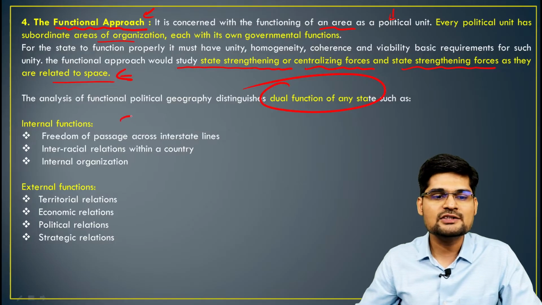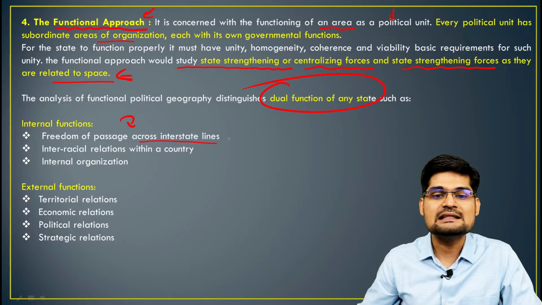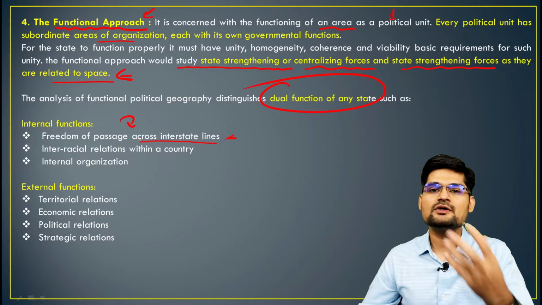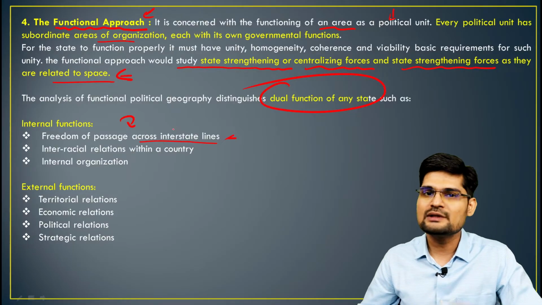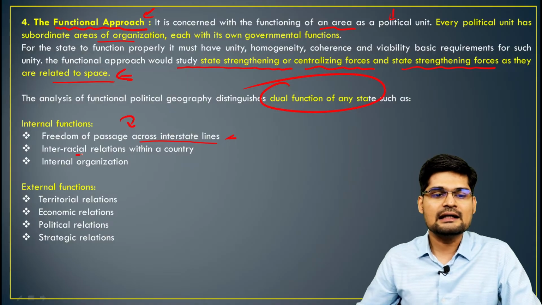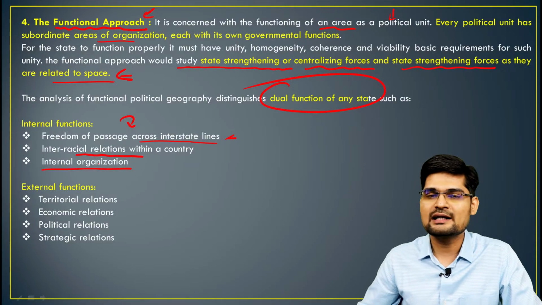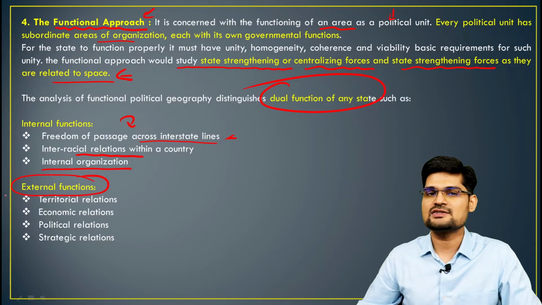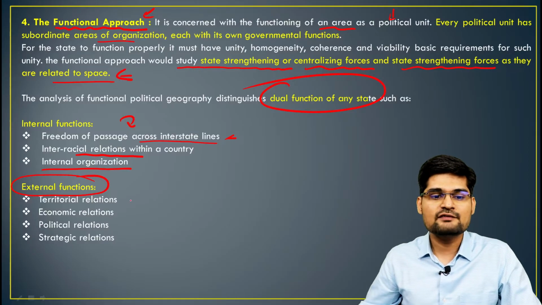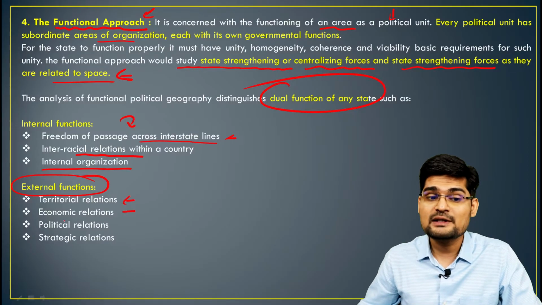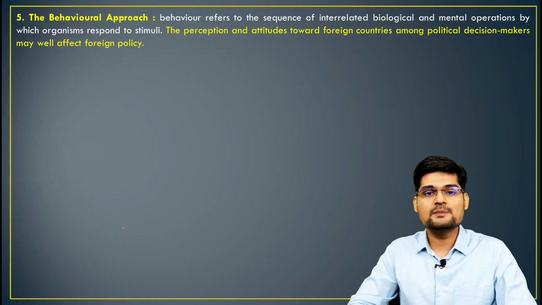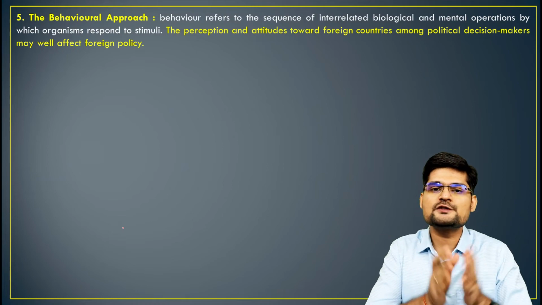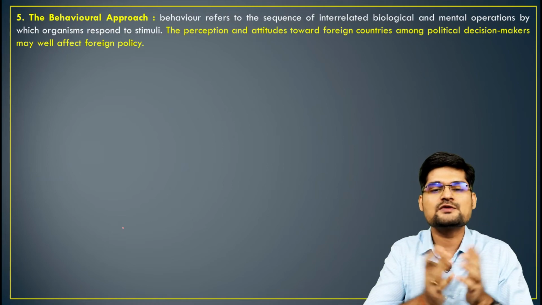So internal function means what? Passage across interstate lines, movement of people, goods, services, flows, and the administration and political things related to the exchange internally, like interracial relations, internal organization, while external functions, as the word says, are outside. So you have territorial relationships, economic relations, political relations, strategic relations, all these that we study in international relations as well.